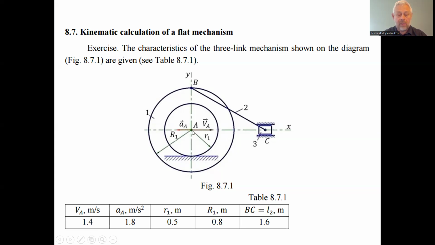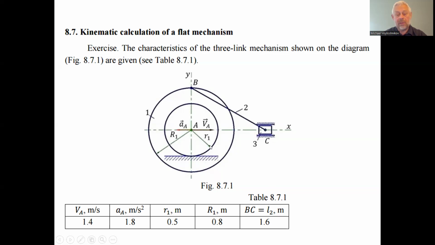and the acceleration of point A is 1.8 meters per square second. The small radius r is 0.5 meters, and the big radius R1 is equal to 0.8 meters. The length of the connecting rod BC is 1.6.